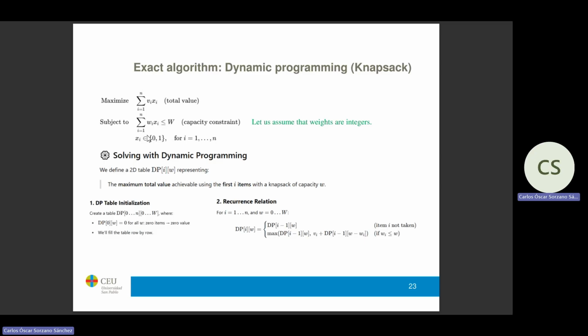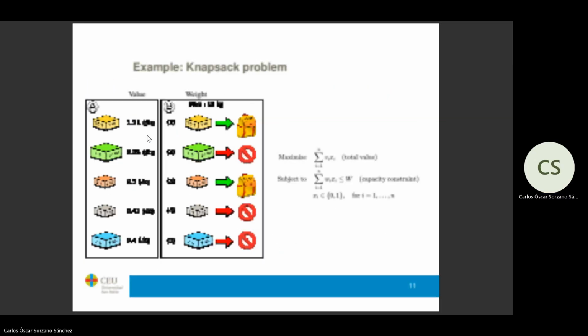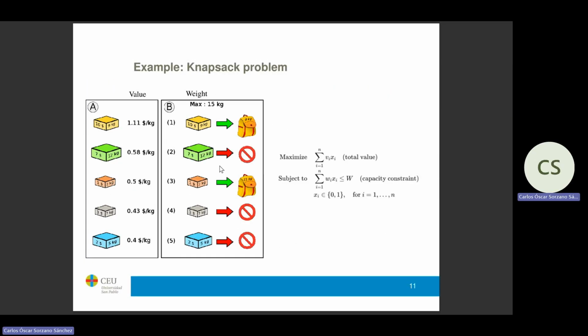These models, in general, are very much tailored to the specific problem you are talking about. So we will see, for instance, the knapsack problem. The knapsack problem, I remind you, was this one. We are given a set of objects. Each object has some value, expressed as value per kilogram. They have some weight. And then you want to maximize the total value subject to the capacity of your knapsack.